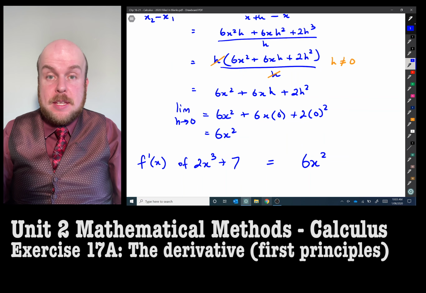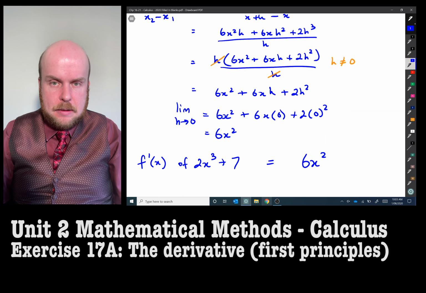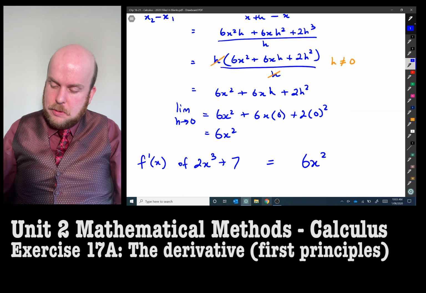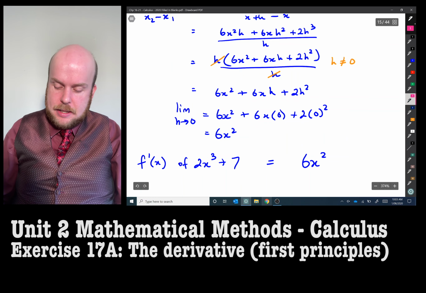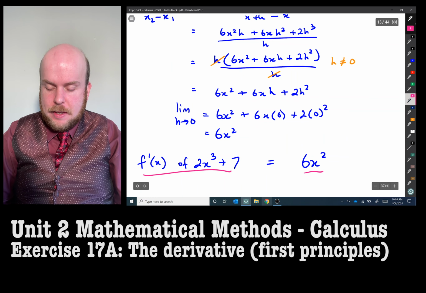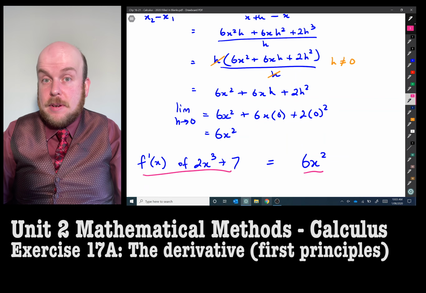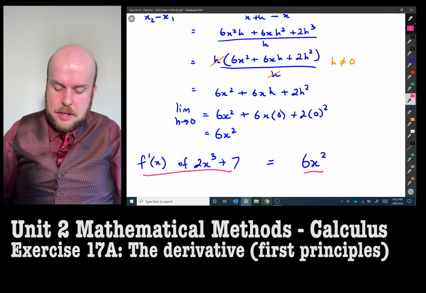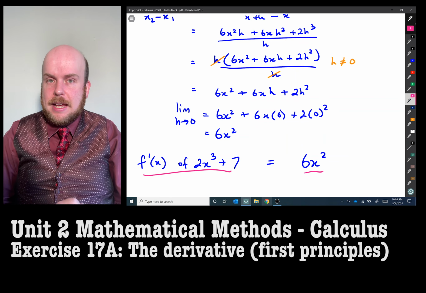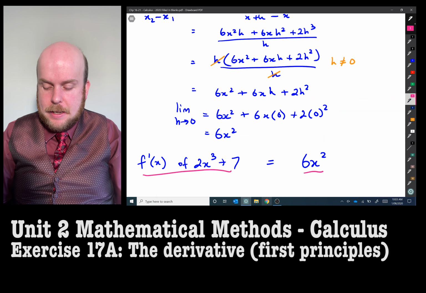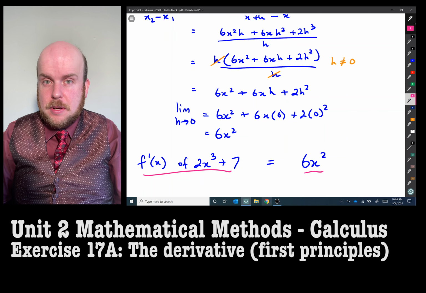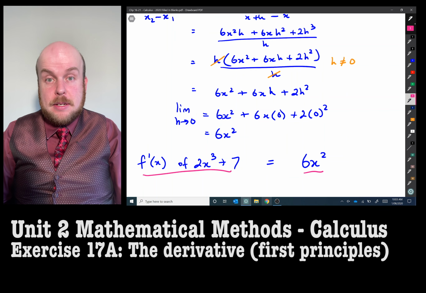I'm going to leave you with this small question. That was the question that we were asked, and this is the answer. Can you see if there is any pattern between the question and the answer? Have a look. Is there any way that I could just look at the question and generate that answer?